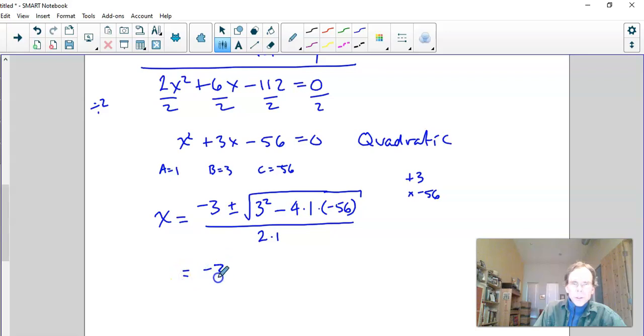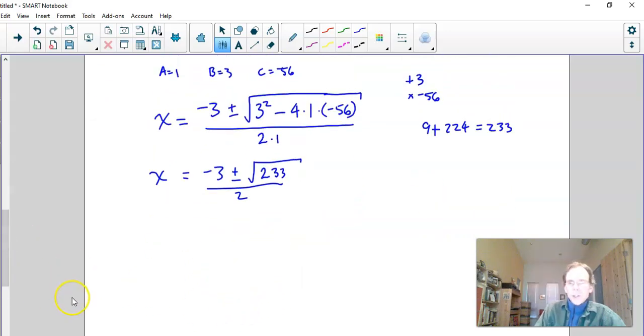And let's simplify what's under that radical. It's really going to be 9 plus, well, 4 times 56 is 224. I'm adding it because when you multiply, you get a negative, and you're subtracting a negative, so it's adding. And if you add 9 and 224, you get 233. So we finally get that x equals negative 3 plus or minus the square root of 233 divided by 2.